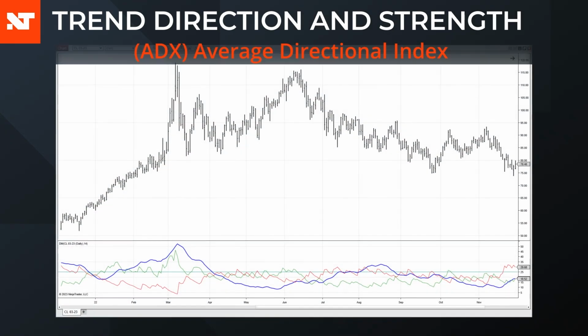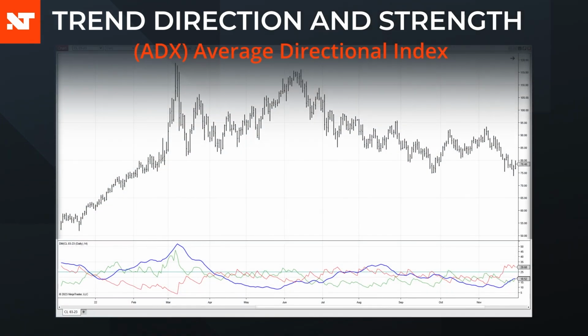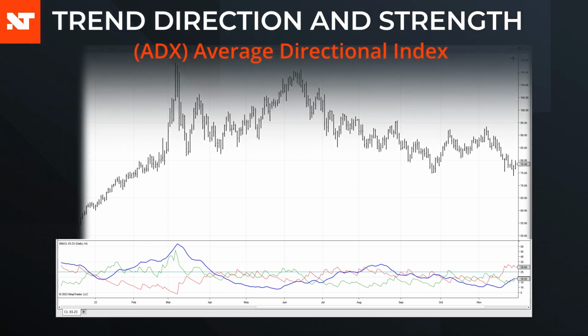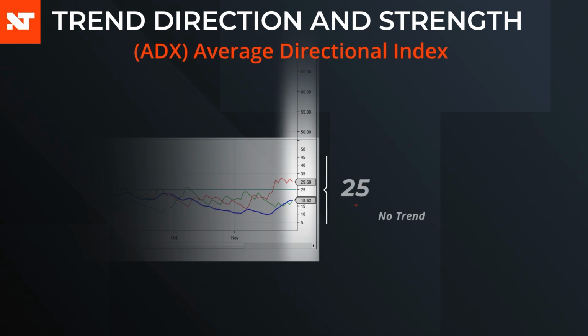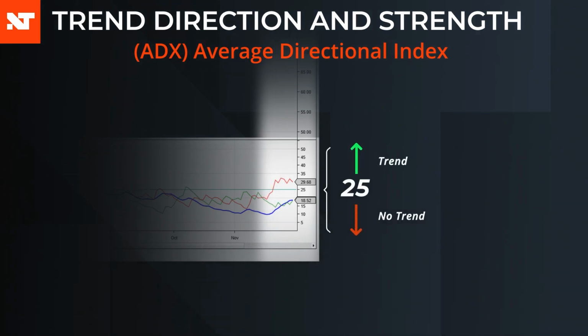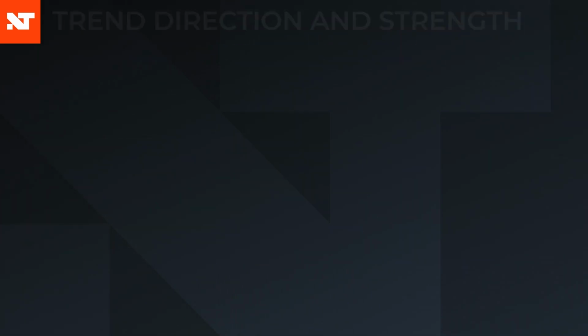The average directional index, ADX, is a derivative of the DMI and is used to measure trend strength. A value of 25 or below indicates no trend, while values above 25 indicate a trend is in place. The higher the value above 25, the stronger the trend.